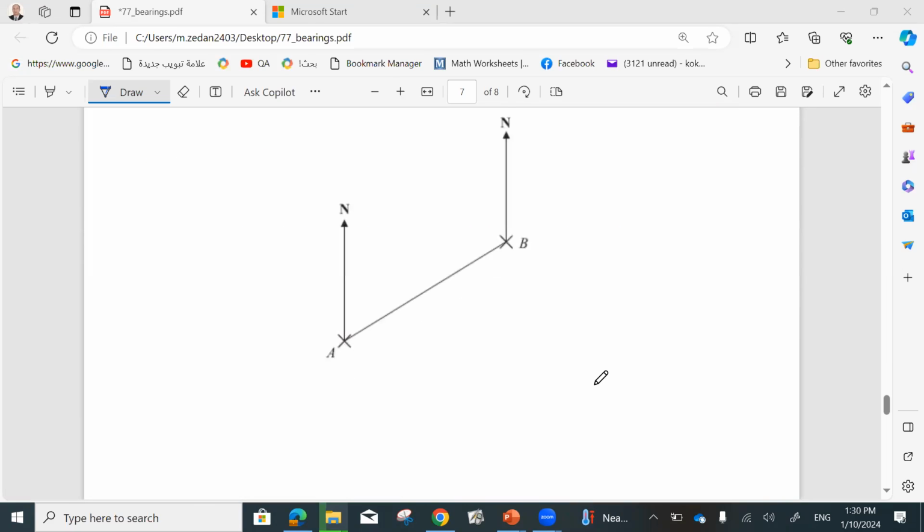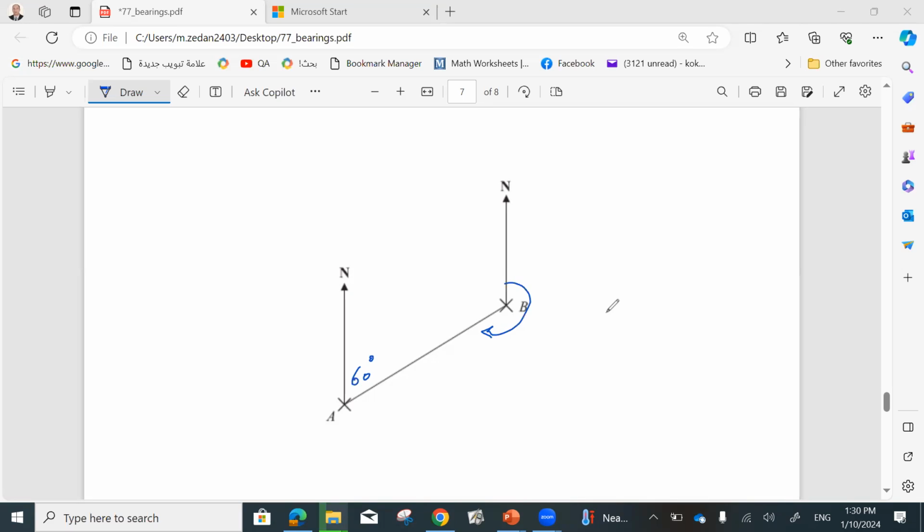What I want to say finally is, if the bearing of B from A is, for example, 60 degrees, then the inverse bearing of A from B is 60 plus 180, which is 240.